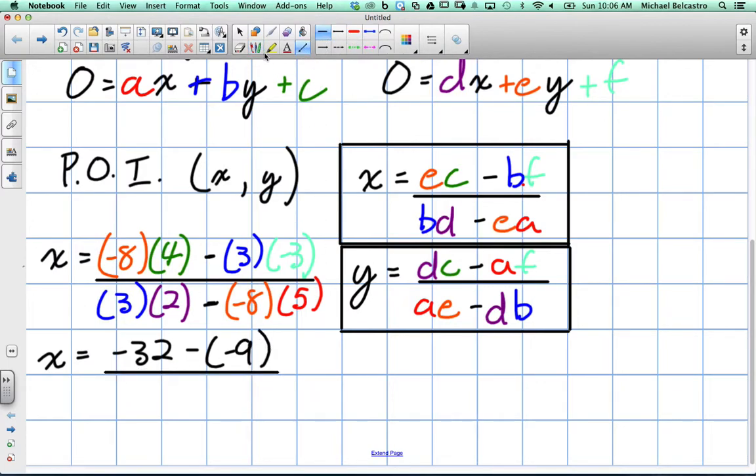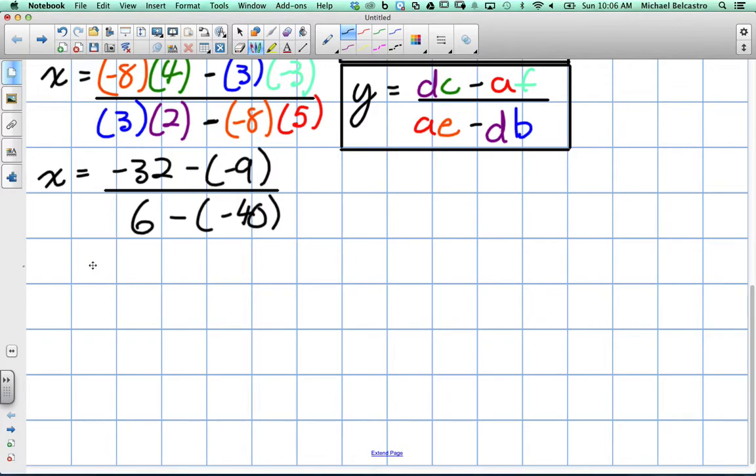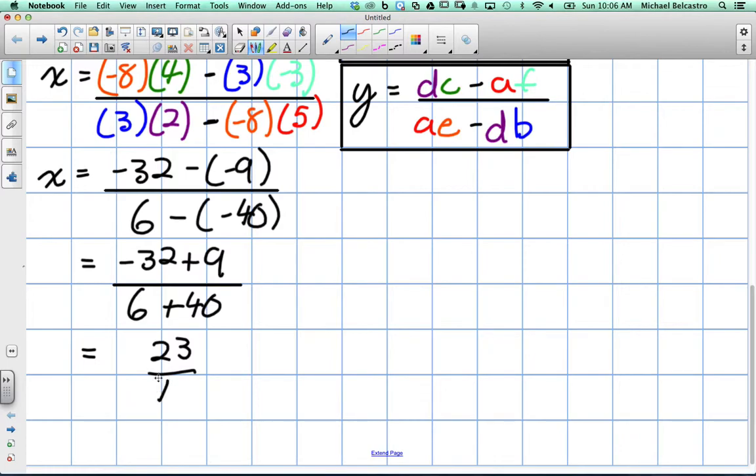All of that will be divided by 3 times 2, which is 6. We're going to be subtracting 8 times 5, which is negative 40. We're going to simplify our terms. This will become negative 32 plus 9. We have our two negatives together, so you can simplify into an addition question, and same idea on the bottom: it'll be 6 plus 40. So on top, we'll end up with negative 23 over 46.